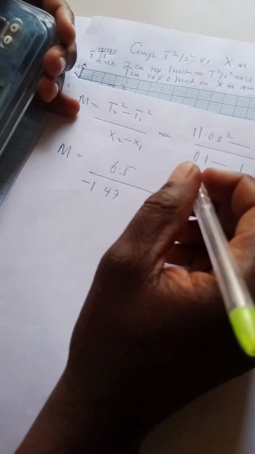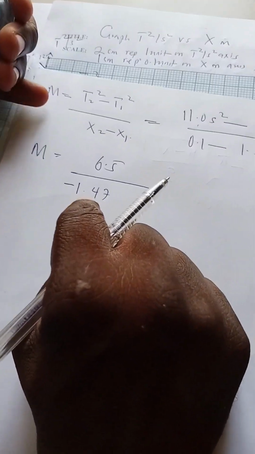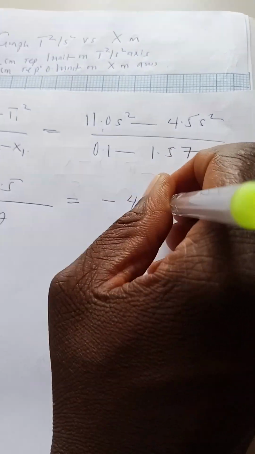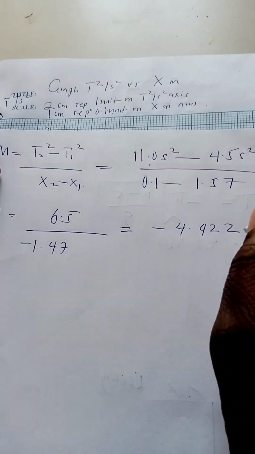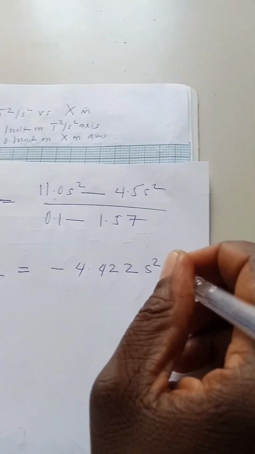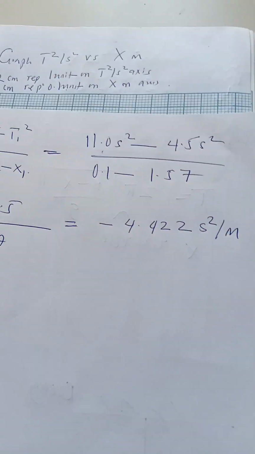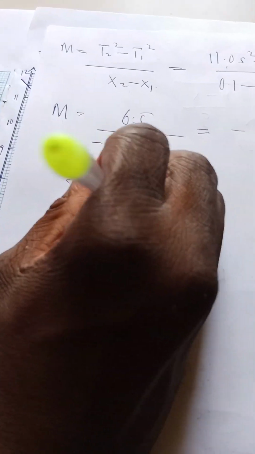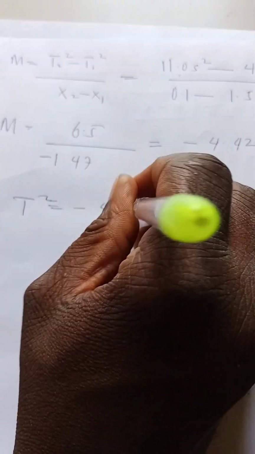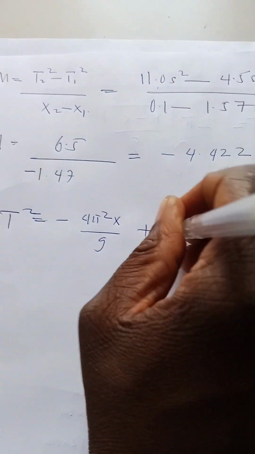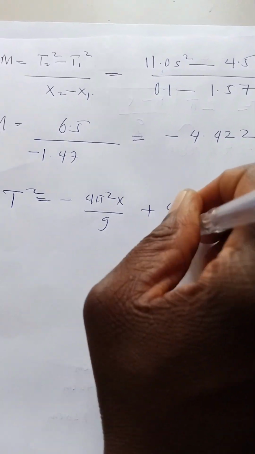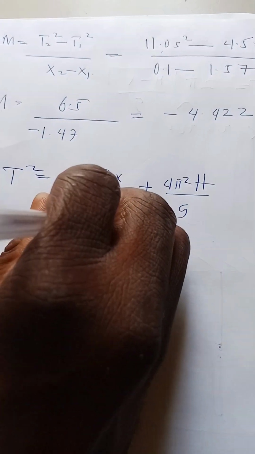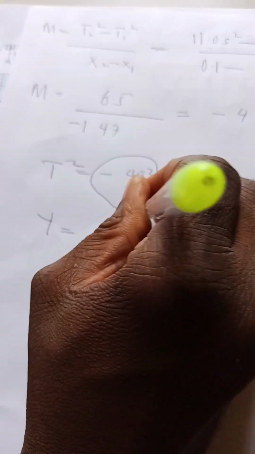So we have 6.5 divided by minus 1.47, which is going to give us minus 4.422. And mind you, this one is in seconds squared per meter. So now, from our equation, we know that T squared is equal to minus 4 pi squared x over g plus 4 pi squared capital H over g, which is given as y equals mx plus c, and the slope stands for minus 4 pi squared over g.